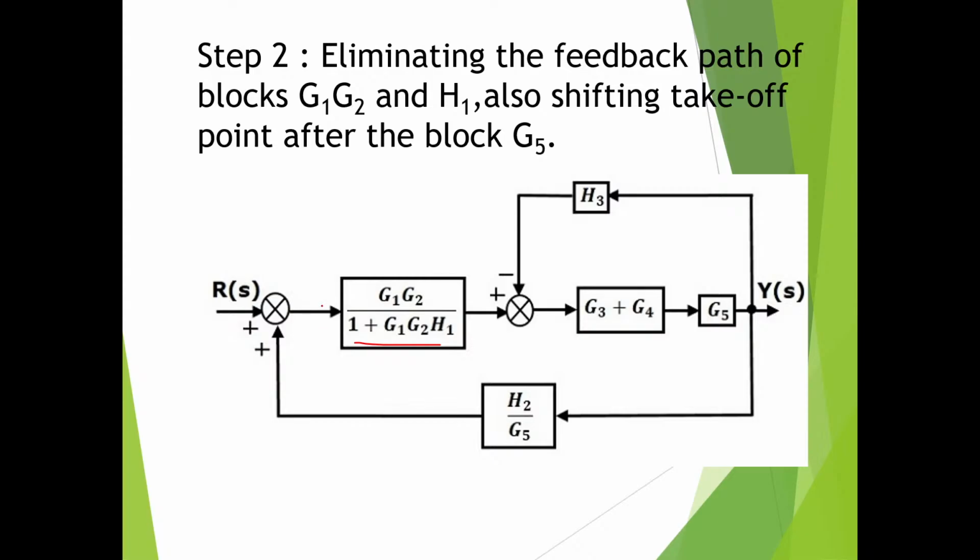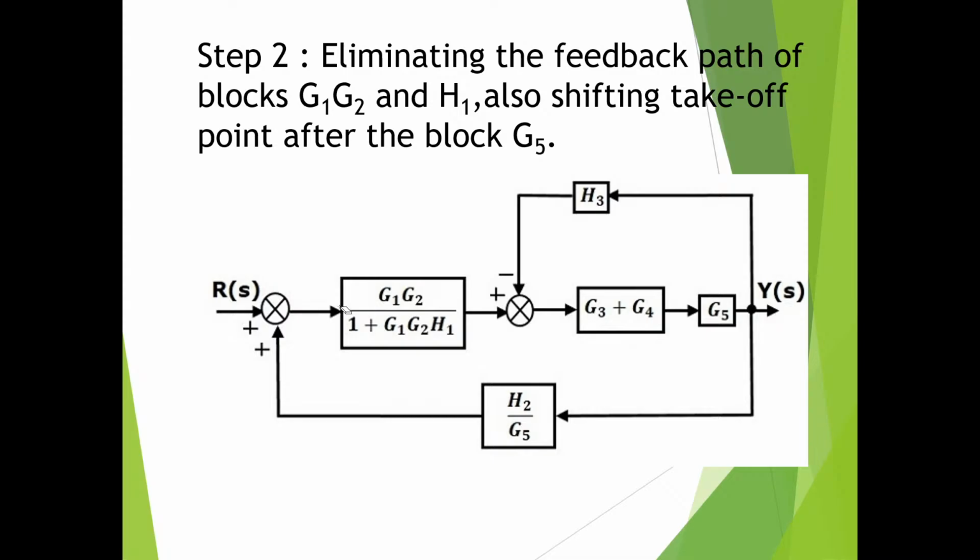Eliminate the feedback path. No need to draw that summing point. Some students eliminate the feedback path, but they once again draw the summing point here. No need to draw the summing point. Once you eliminate the feedback path, the summing point which was connecting the forward path gain block and feedback path gain block has to be eliminated. Okay, no need to draw it again and again.